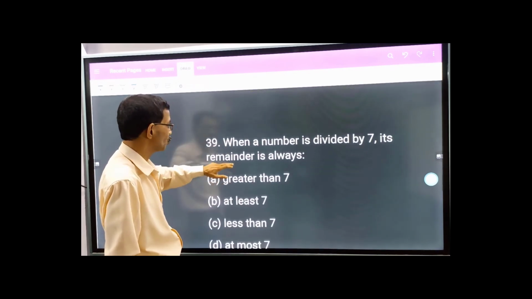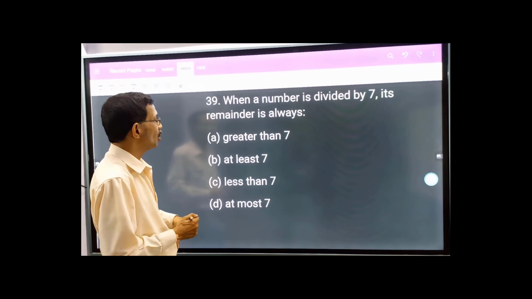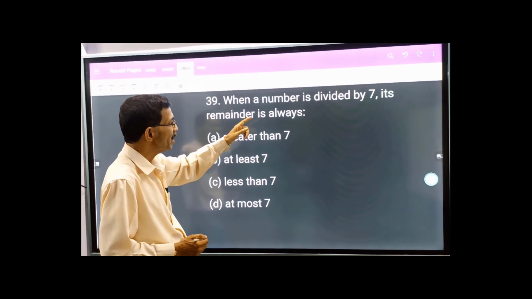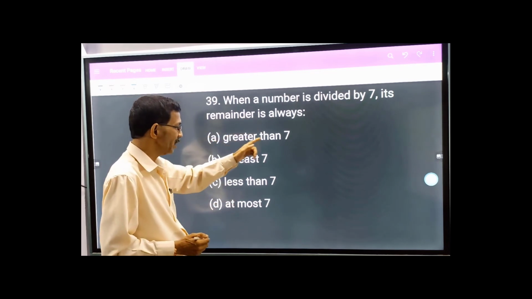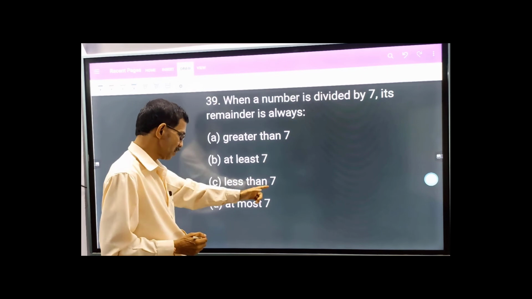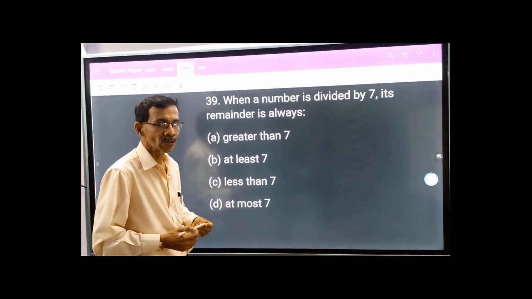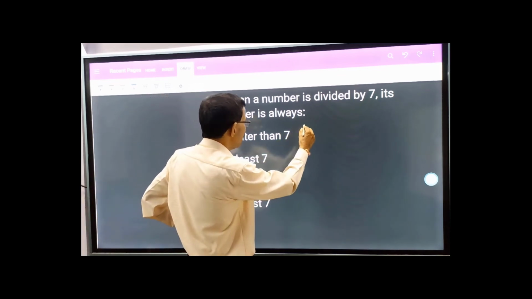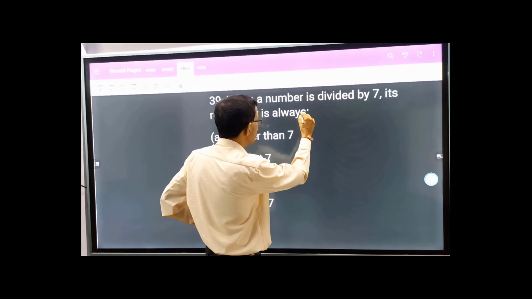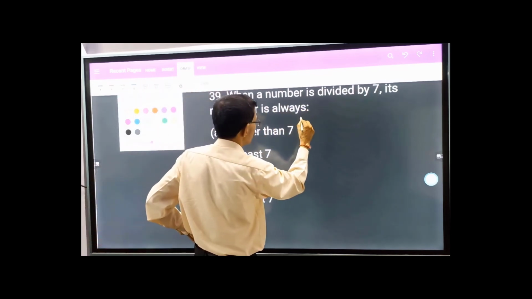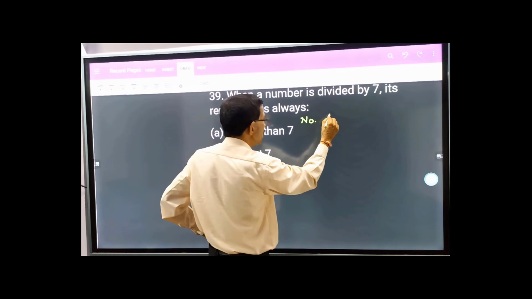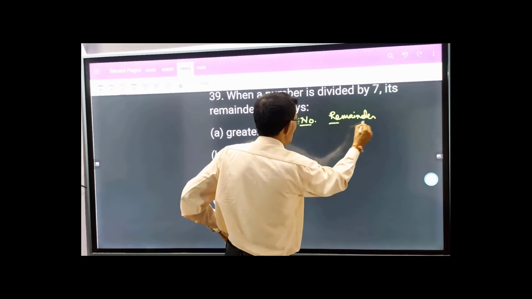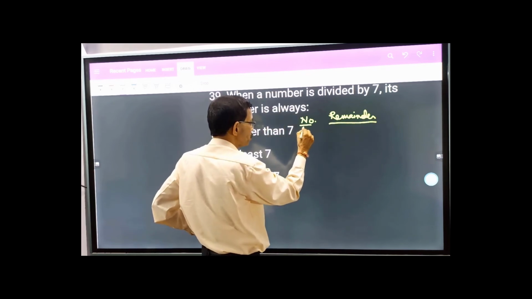Next, when a number is divided by 7, its remainder is always greater than 7, at least 7, less than 7, or at most 7. So to do that, we will take practical examples. I will write over here number and remainder. So number, let me take 7.